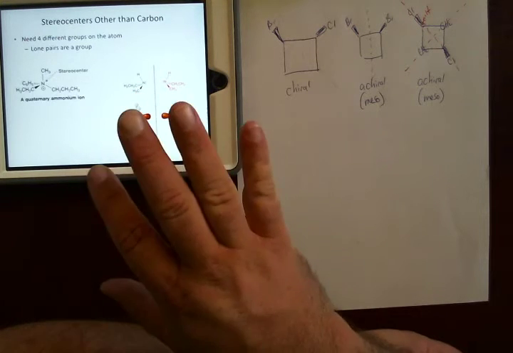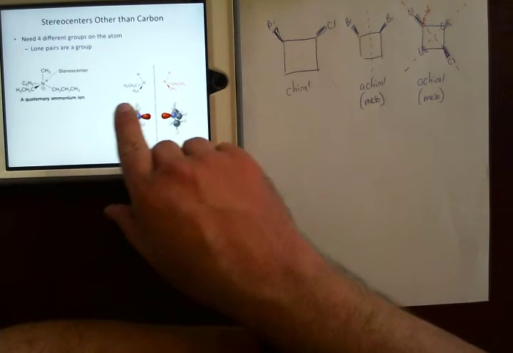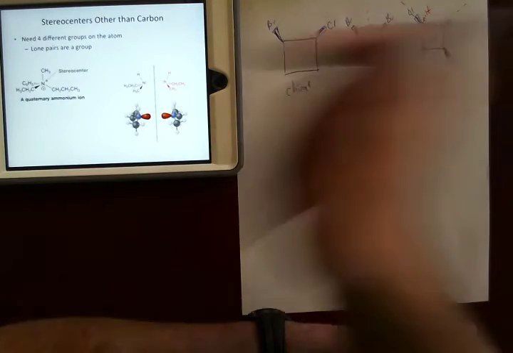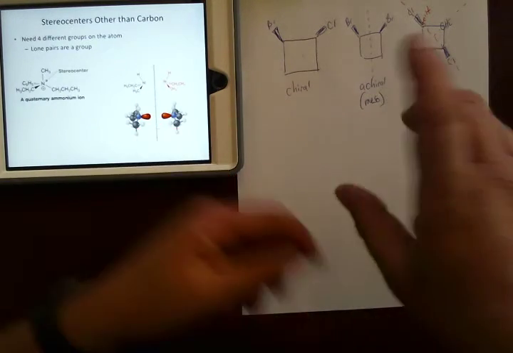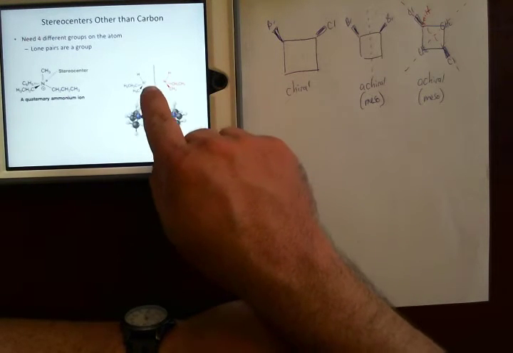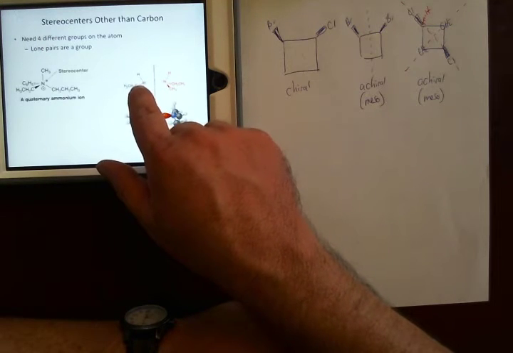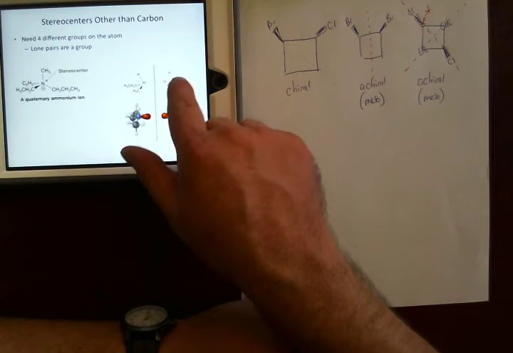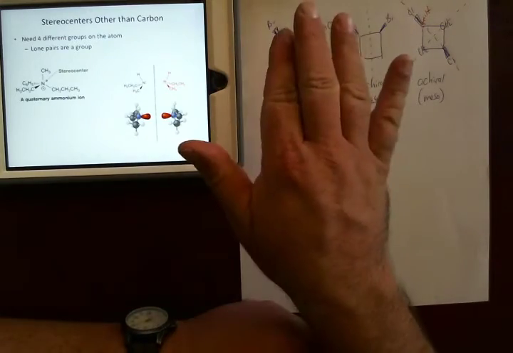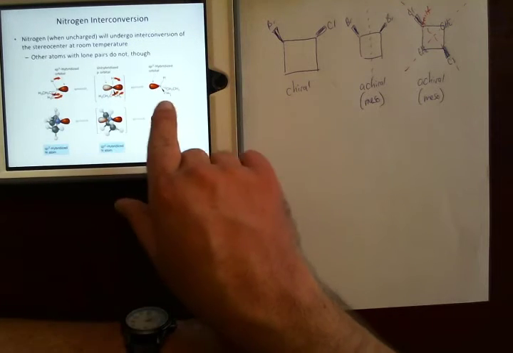The problem is this is just a quirk for nitrogen. The other ones don't do this. You get this sort of tunneling effect, and what will actually happen is the lone pair will tunnel through the nitrogen and push the groups to the other side. So unless you're under really cryogenic conditions, if you made this molecule and warmed it up to room temperature, you would instantly get the enantiomer because the lone pair would go back and forth and back and forth. It just happens with nitrogen. It's one of those quirky little things. Okay, you can get this inversion here.